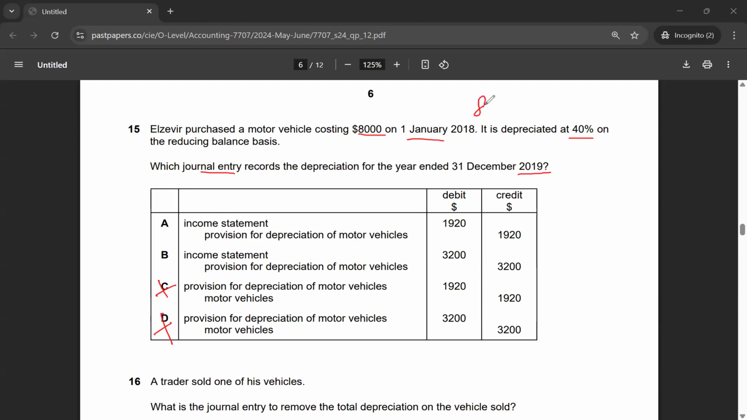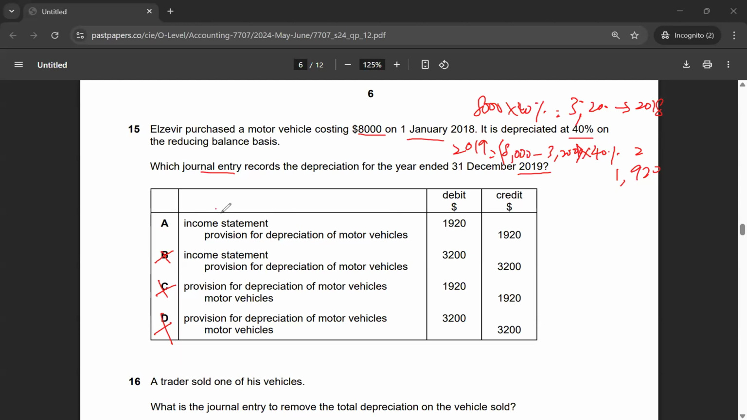Now, if you calculate, 8,000 times 40% gives you 3,200. So that is the depreciation at the end of 2018. So we need to calculate the depreciation at the end of 2019. So B is also incorrect because it's mentioning first year depreciation. So the second year depreciation is going to be 1,920. And how to calculate that is very easy. You will just take 8,000, which is cost. You deduct the first year depreciation, which is 3,200. And then you multiply it by 40%. It should give you 1,920.